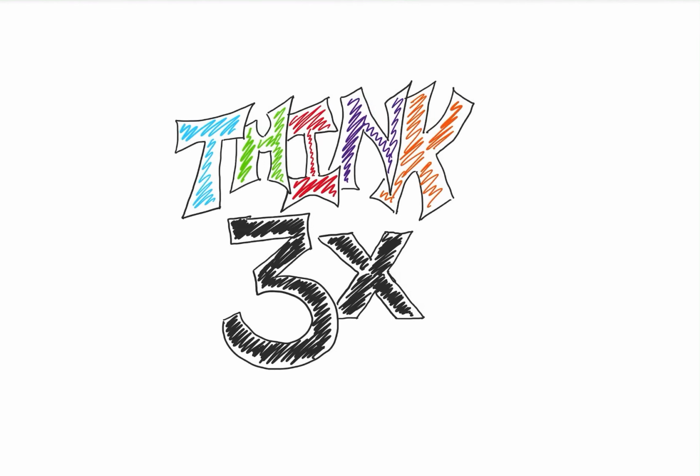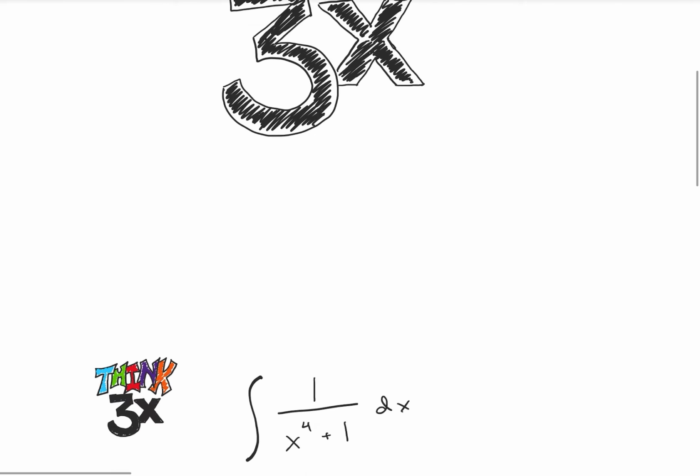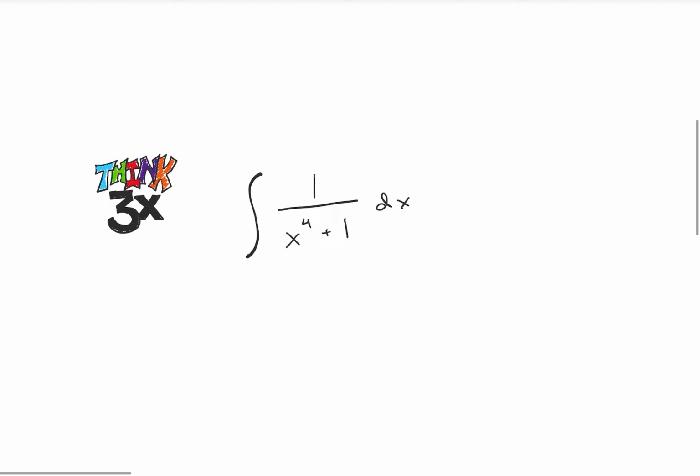Today we're going to be solving another fun integral. This integral was recommended by a viewer who saw the 1 over x cubed plus 1 integral and said, hey, can we do the same thing for 1 over x to the fourth plus 1? And the answer is we can't do the exact same thing, but we can do something kind of similar.